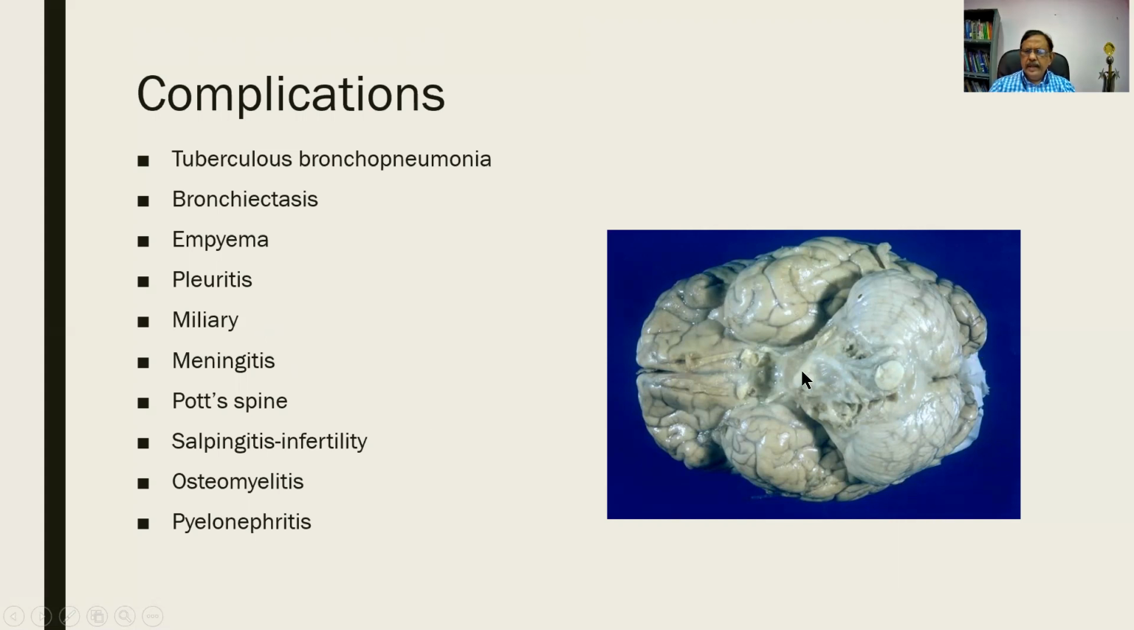It is a brain, and there is a basal matter that is covering it. And it is not transparent, it is opaque. That is because of the fibrinous exudate. So it usually affects the base of the brain. You can have a meningitis, Pott's spine, salpingitis, osteomyelitis, and pyelonephritis. These are the various complications of tuberculosis. Please have them in mind.